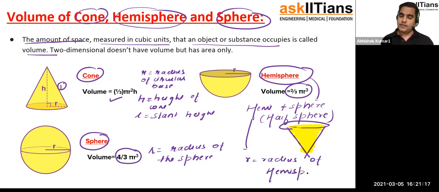Understood? So I request you guys to please note it before we learn the application of this concept in the problem. Please note it and ask me in case you have any query in this.